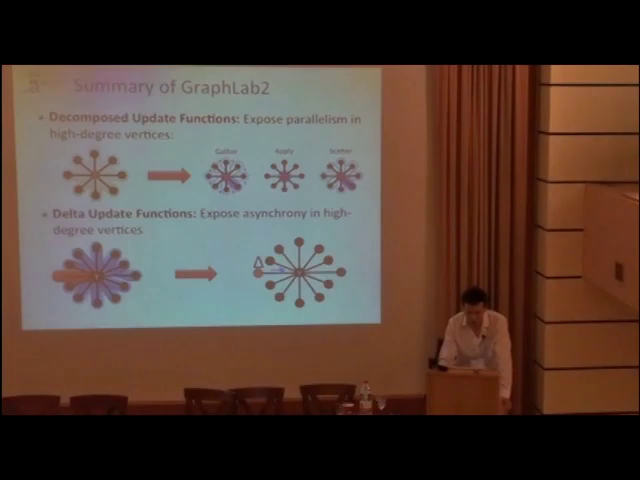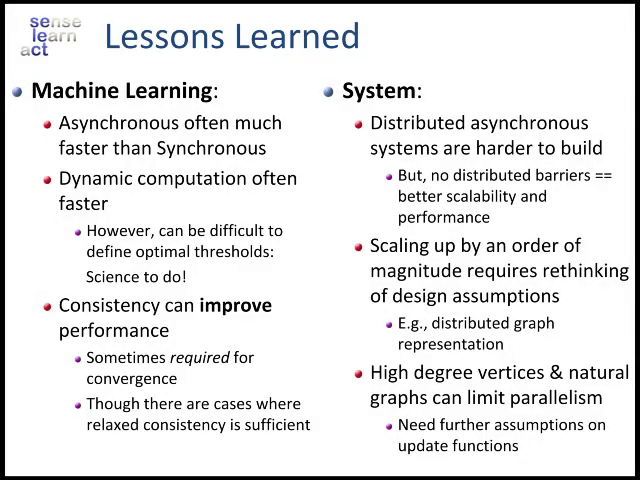As we implemented GraphLab 1 and now GraphLab 2, we had significant insights about the kinds of problems in machine learning that need to be addressed in parallel. Just a few lessons learned here. Asynchronous computation can be significantly faster than the BSP models, the Pregel-like Giraph models, and I think that's something we should really be addressing. Dynamic computation can often be faster, but sometimes it's hard to set the thresholds when we decide, for example, that some computation does not need to be done. So there's some science to be done that might even be algorithm specific.